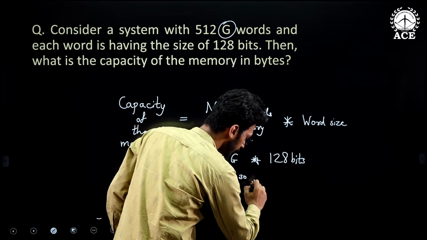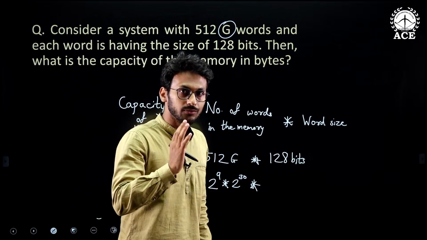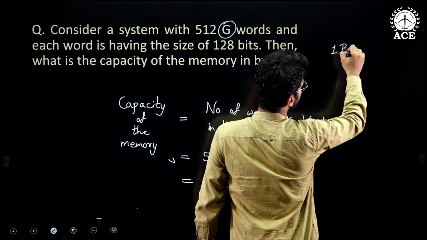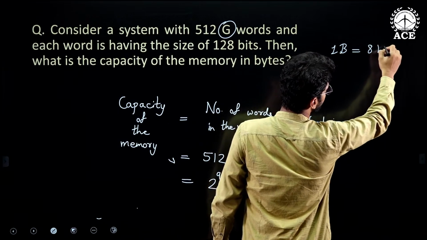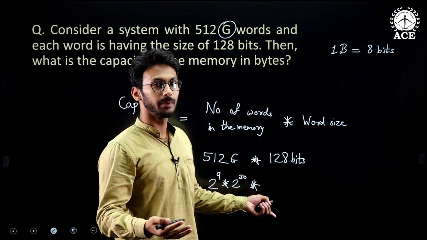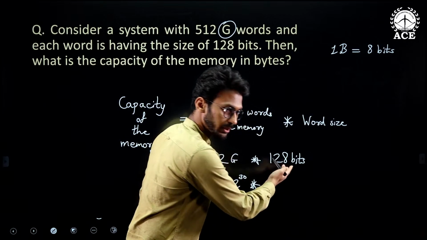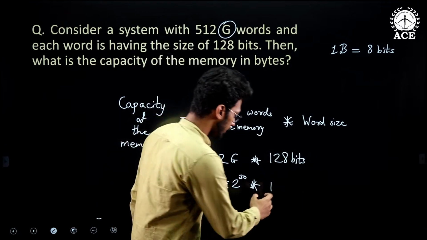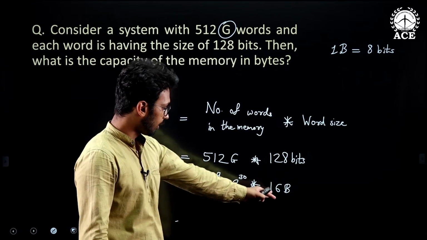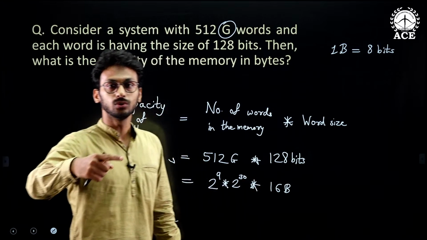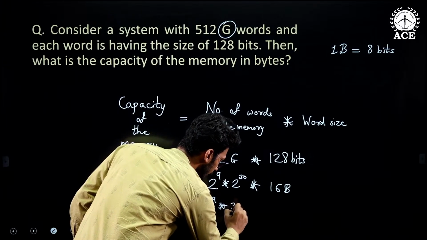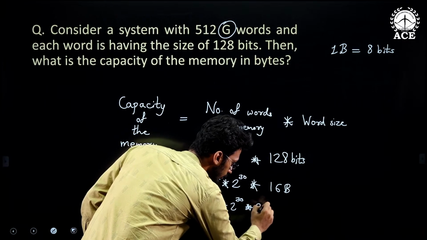Into 128 bits. If you want to convert bits to bytes, what will you do? 1 byte, you already know this one, 1 byte equal to 8 bits. Now if there are 128 bits, how many bytes will it be? Obviously just divide it by 8. 8 1s are 8, 9, 10, 11, 12, 4 remainder, 48. So 8 6s are 48. 16 bytes. Done. Now observe this one. What is this 16? 16 is 2 raised to 4. So 2 raised to 9 into 2 raised to 30 into 2 raised to 4.